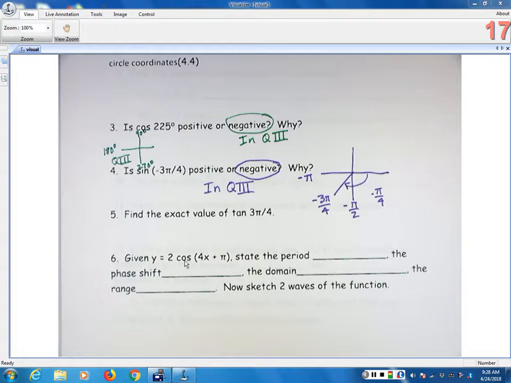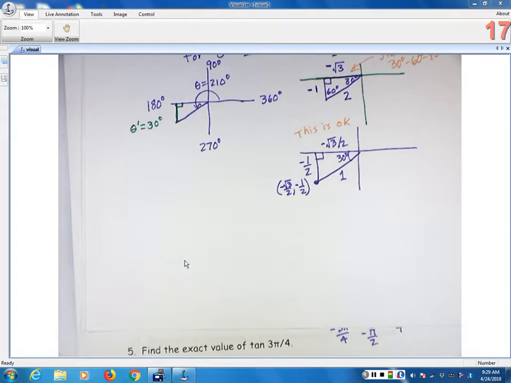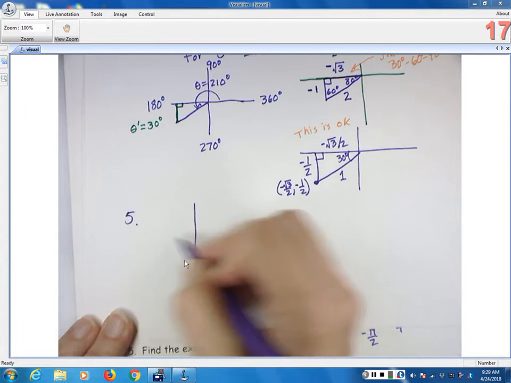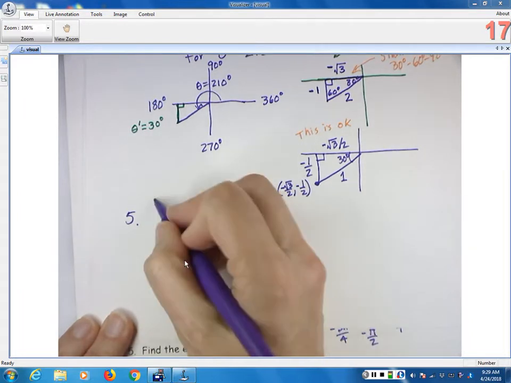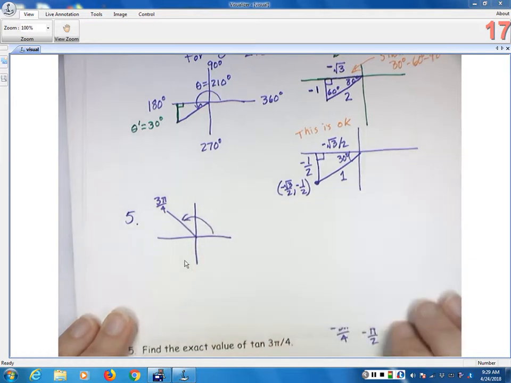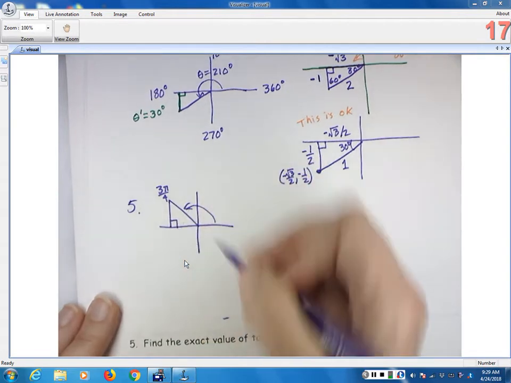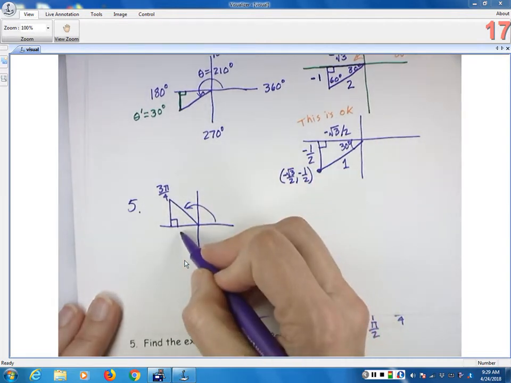Then find the exact value of tangent of 3 pi over 4. So here's where I drew the picture. I'm going to draw a picture of the standard. So let's go to 3 pi over 4. And I'll just draw that picture, number 5. So this is 3 pi over 4. Actually, this angle. So the reference triangle is here. And the standard reference triangle would be 1, 1.